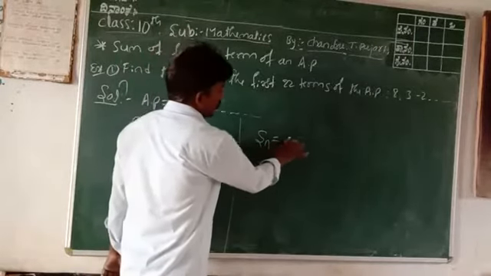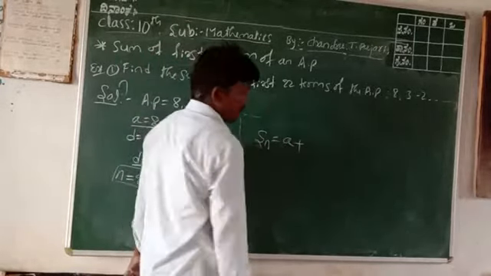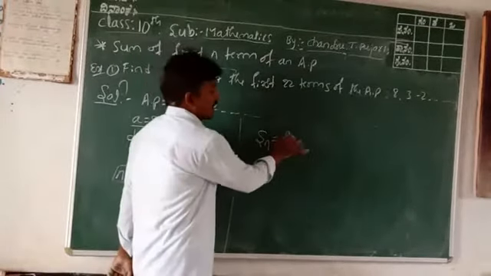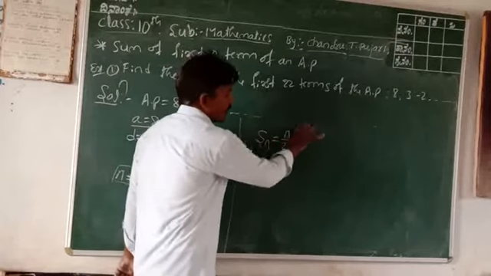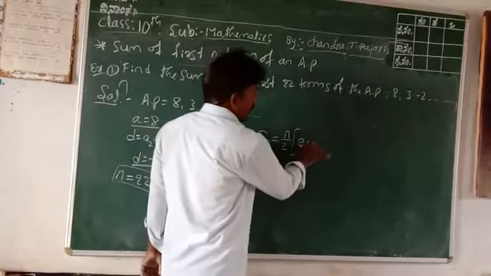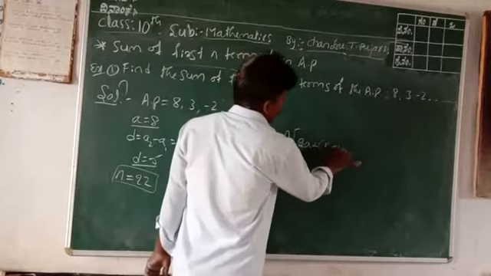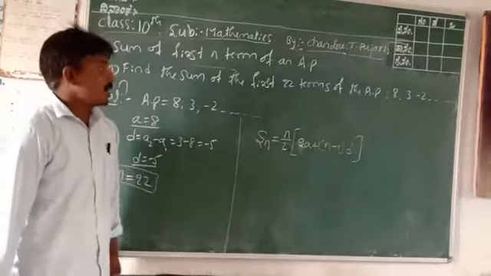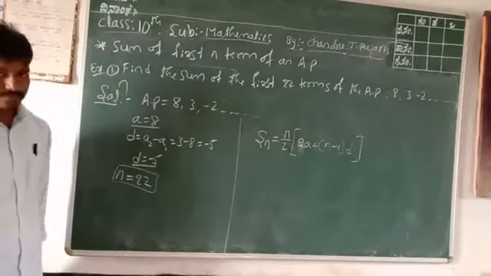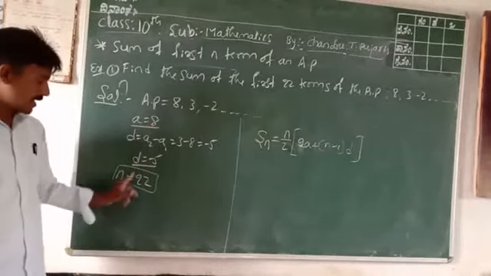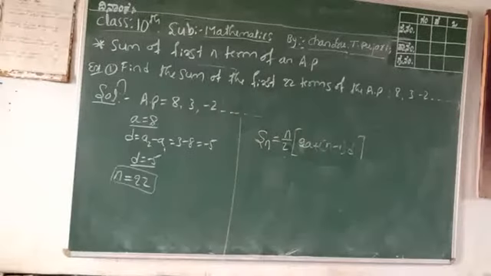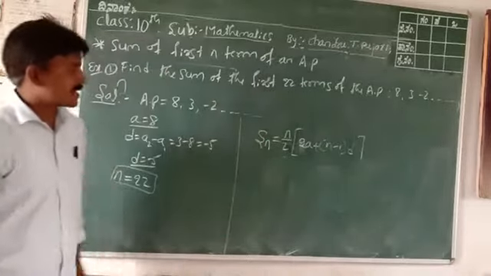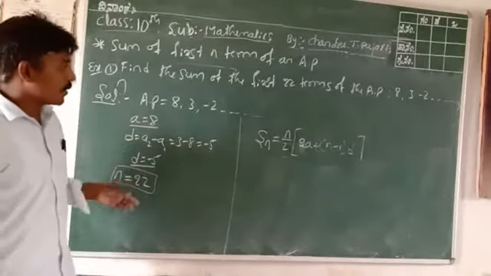Sn is equal to N divided by 2 into bracket of 2A plus N minus 1 into D. Got it? In this formula, you can put all the given values. A is 8, D is minus 5, N is 22. Formula is Sn equals N by 2 into bracket of 2A plus N minus 1 into D. Put all the given values.